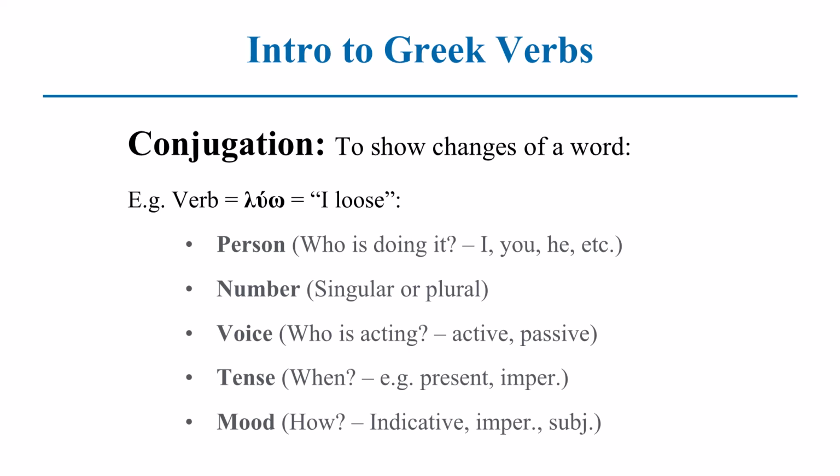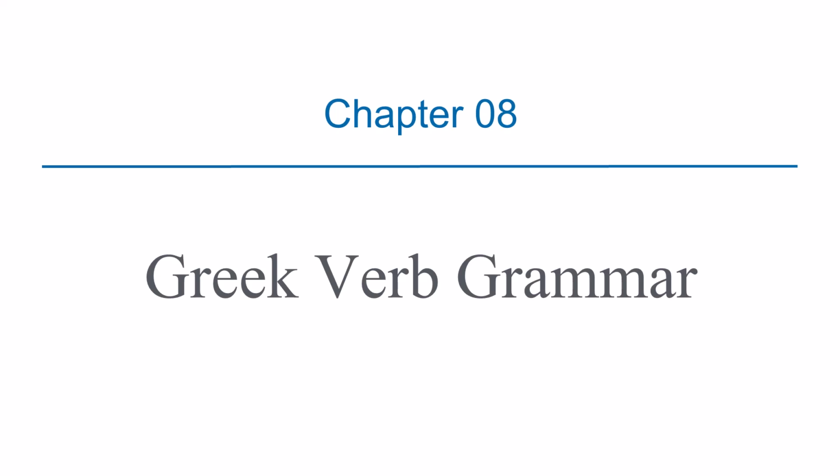Then we also looked at conjugation. Remember, we said declension deals with nouns, but conjugation deals with verbs. And just a reminder, what is conjugation? To conjugate a verb means to show how it changes form in order to express person, number, tense, voice, and mood. So when you're conjugating a verb, you're showing how the verb changes its form to express person, number, tense, voice, and mood. So this is what we've looked at so far up to now. Let's go into chapter 8 as we look at the Greek verbal grammar.